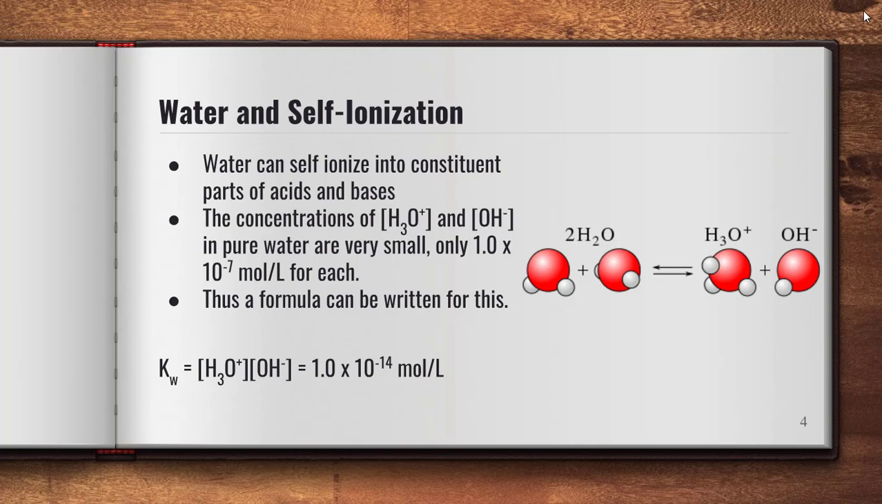So we can write a formula for this. Because if both of them are 1.0 times 10 to the negative 7th, we can multiply those two numbers together and get 1.0 times 10 to the negative 14th, which is a constant value for water. So if we alter the concentration of H3O+, we subsequently alter the concentration of OH- as well. As one goes up, the other goes down. It's very similar to pressure and volume in the combined gas law: we apply pressure to something, the volume of it decreases. It's the same concept here. We have higher concentrations of H3O+, the OH- concentration goes down, and vice versa.